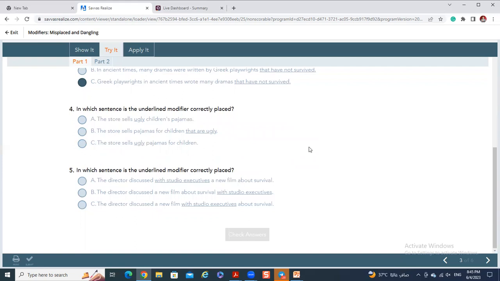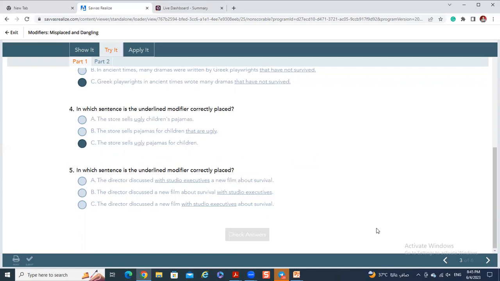The store sells ugly children pajamas. The store sells pajamas for children that are ugly. The store sells ugly pajamas for children. I think C. So now you said that ugly modified pajamas. Okay, the last one is Streamer Adam, to find out if your answer is right or wrong. All of you.